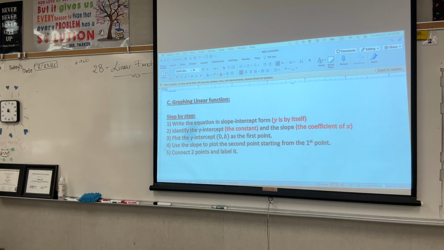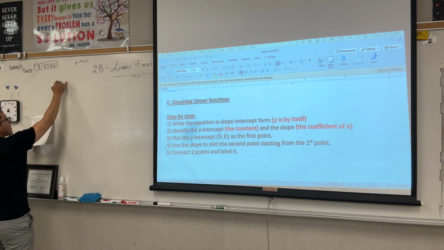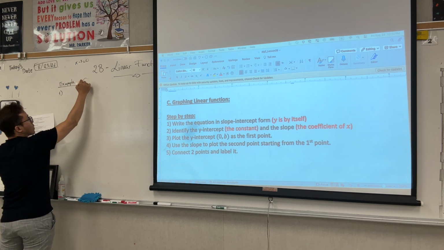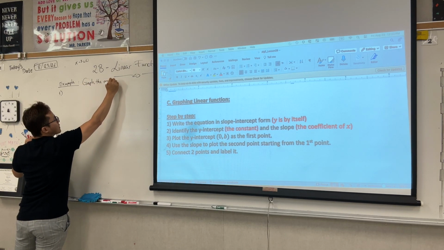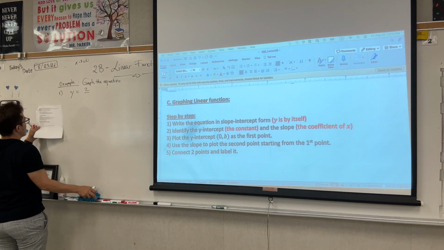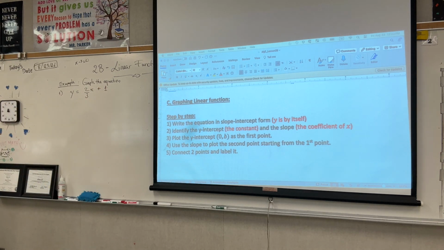Okay, let's do this one. I'm just going to do an example. I'm going to put a problem on the board and then you're going to do it in group. And that's it for today. Okay? Example number 1. So the direction is graph the equation. Easy, okay?